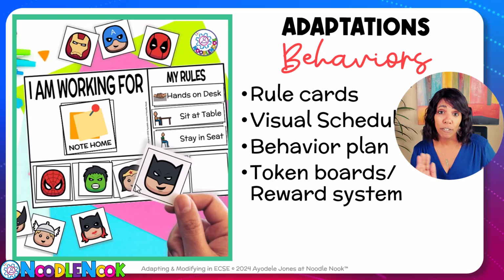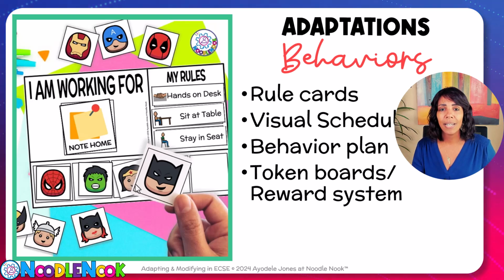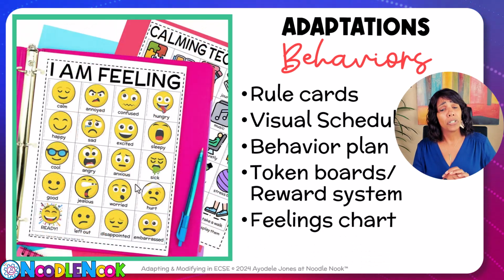We are all working for something, every single one of us. So make it very clear to your students what they are working for. Give them some parameters, maybe some individual rules, and then reward students for the work that they do in the classroom. That motivation and engagement level will improve the overall outcomes for the students and minimize the behaviors that are happening in your room. Next is a good old-fashioned feelings chart.